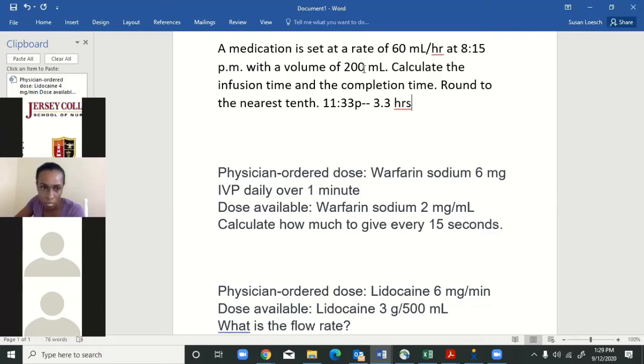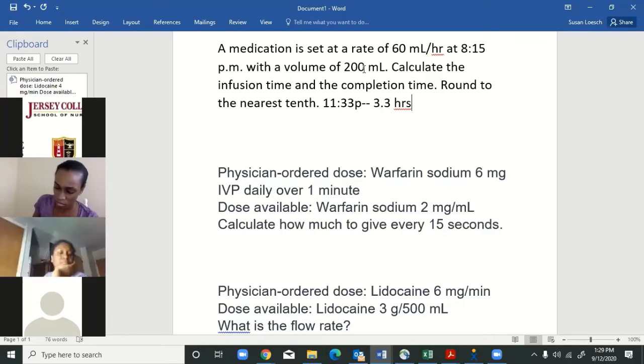Okay, so for the next one, we have warfarin sodium, 6 milligrams IV push daily over 1 minute. The dose available is warfarin sodium, 2 milligrams per mL, and we need to calculate how much to give in 15 seconds. So we have to divide 6 by 2 to get the mL, and that will be 3 mL. So for every 15 seconds, we have to divide by 4.